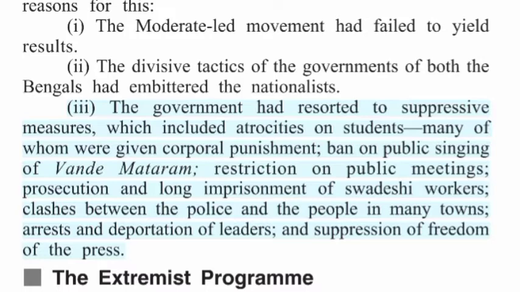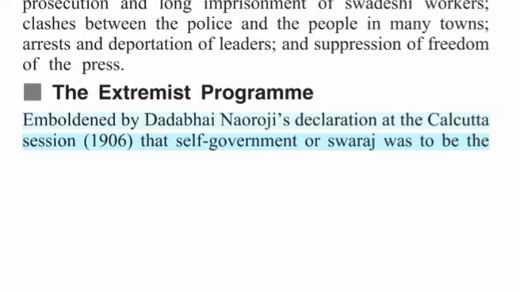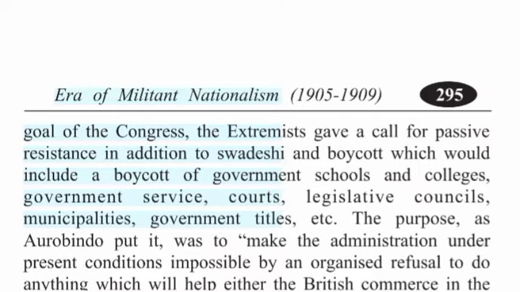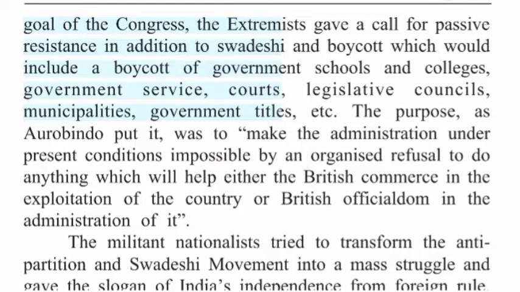The Extremist Programme. Emboldened by Dadabhai Naoroji's declaration at the Calcutta Session, 1906, that self-government or Swaraj was to be the goal of the Congress, the extremists gave a call for passive resistance in addition to Swadeshi and boycott, which would include a boycott of government schools and colleges, government service, courts, legislative councils, municipalities, government titles, etc.